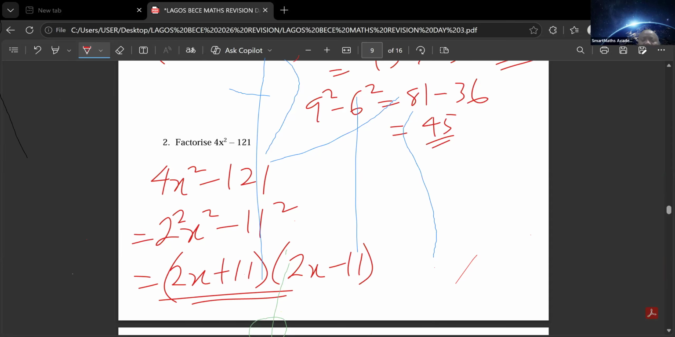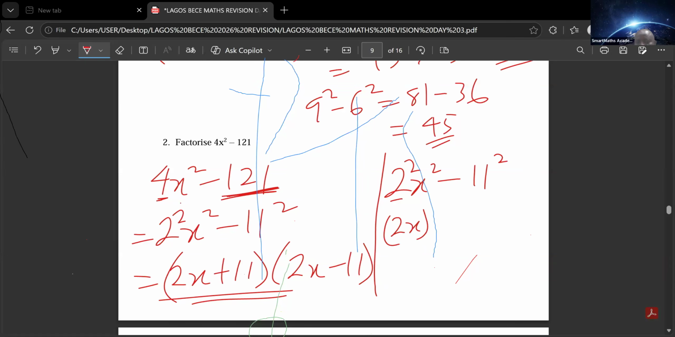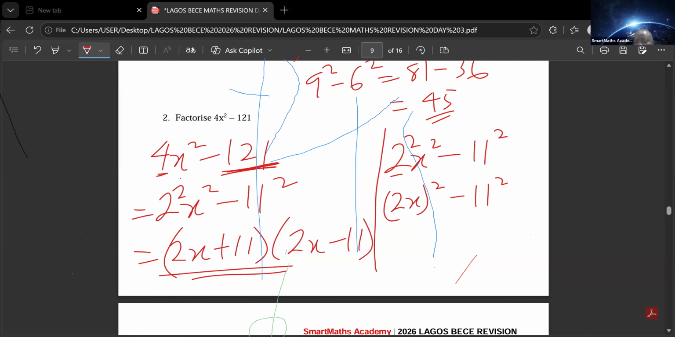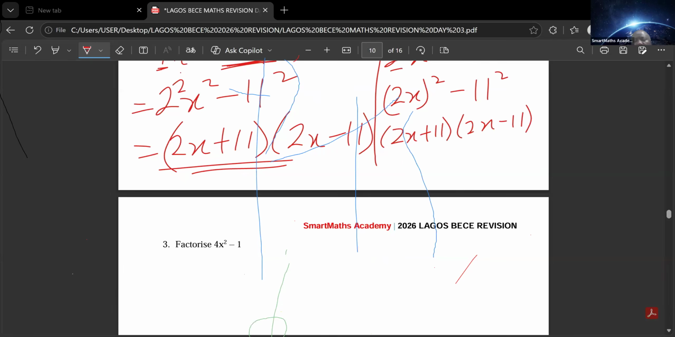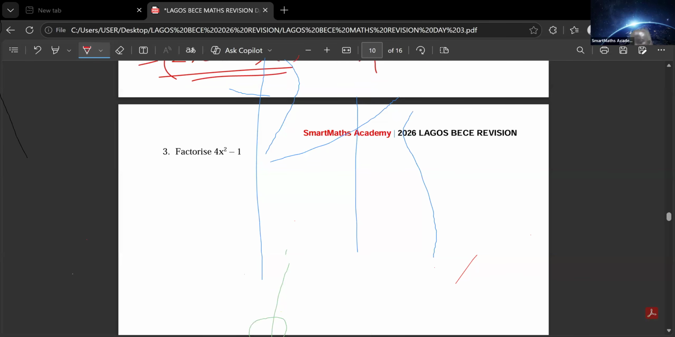Okay, let me explain again here. So this 4 here, we take it to the square, which is 2 squared. X squared is here. This 121 is 11 squared. 11 times 11 is 121. So these 2 squared, I can put them in bracket. 2x, everything in bracket, squared, minus 11 squared. So this is also a difference of 2 squares. So the rule is that I'll pick them, I'll add them, I'll subtract them. So that means 2x plus 11, then 2x minus 11. So that is that on this one. Okay, so we have the next one. This is the last one I'm going to do under this one.